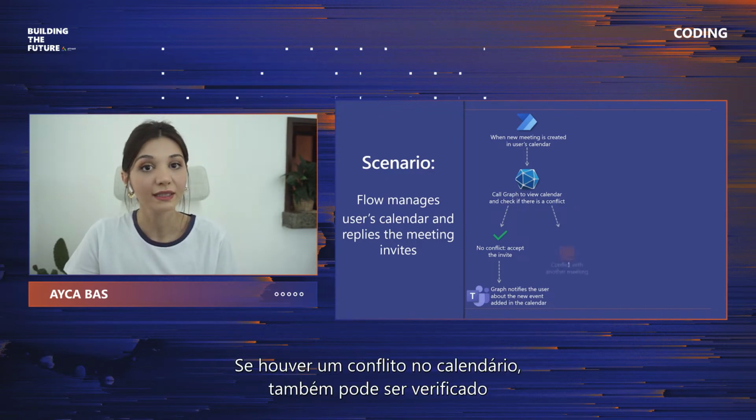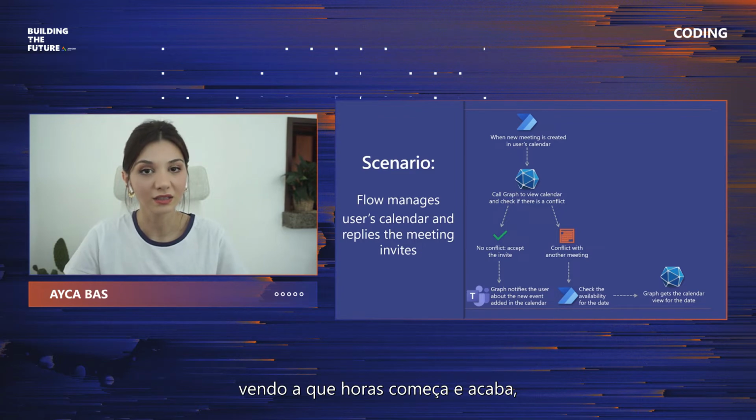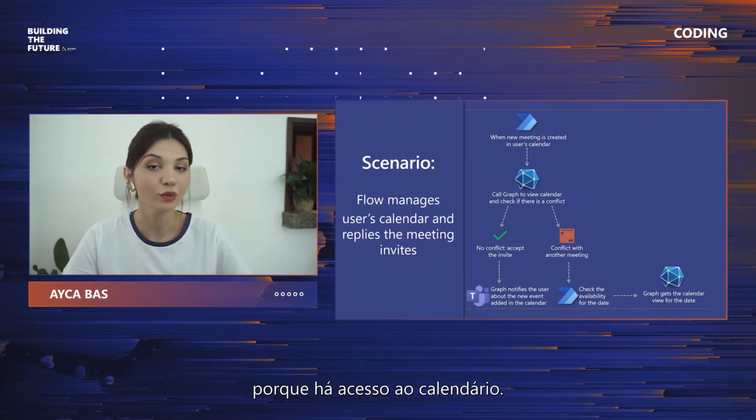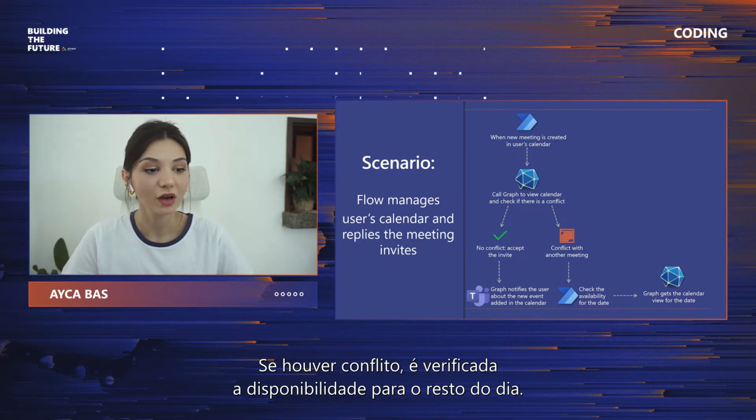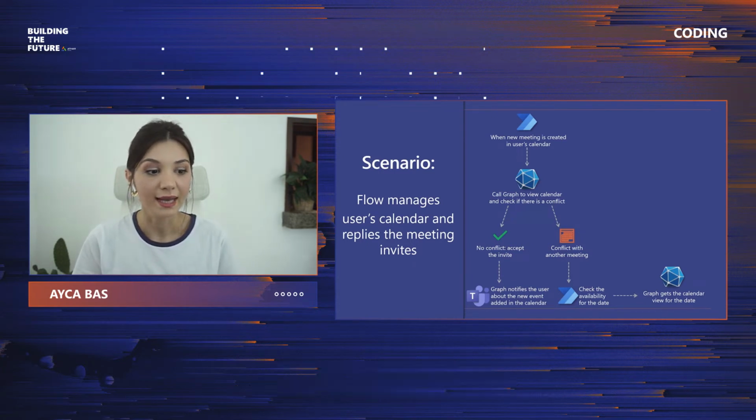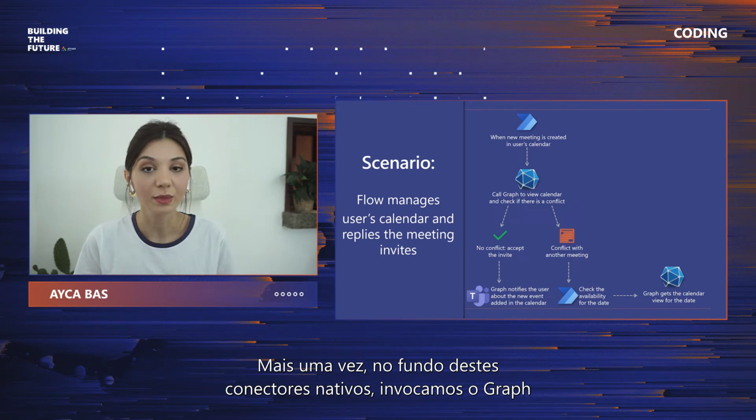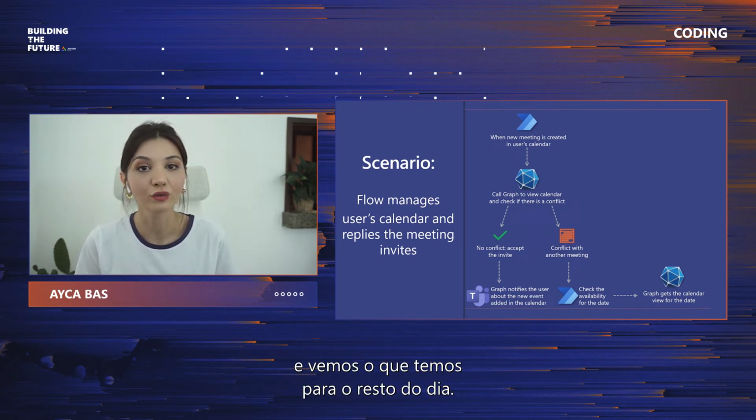If there's a conflict in the calendar, we can also check this by just seeing the start time and end time because we have view of the calendar. If there's a conflict, we check the availability for the rest of the day. And again, in the background of this built-in connectors, we call Graph and we get the view of the rest of the day.